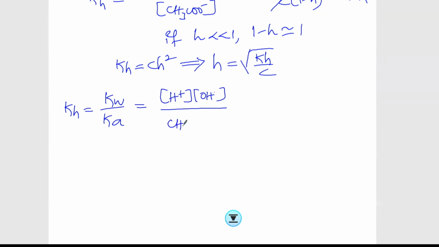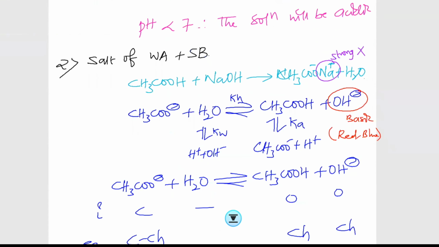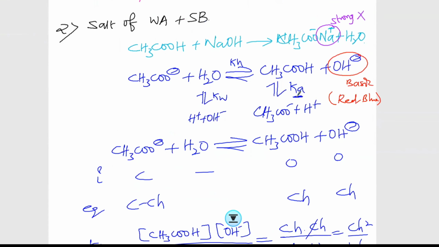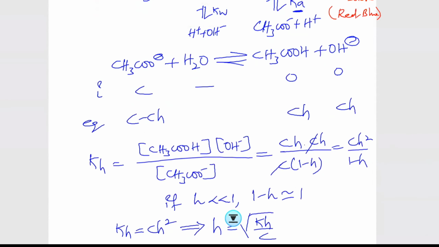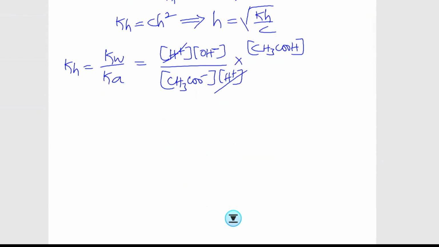First you have to write the ions: CH3COO minus and H plus, which goes up to CH3COOH, right? From here you can see this Ka is CH3COO minus into H plus by CH3COOH. So H plus gets cancelled, and the remaining will be what? OH minus into acetic acid by acetate. So let us check KH: acetic acid into OH minus by acetate. So we got the correct one.